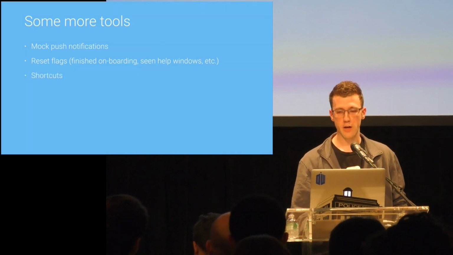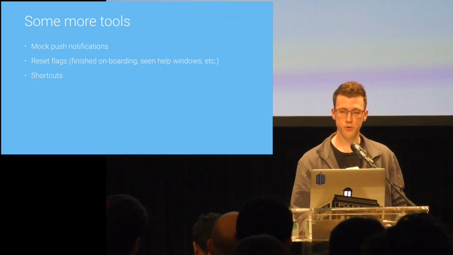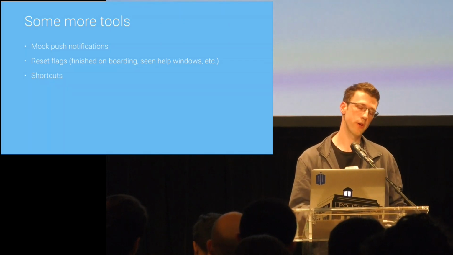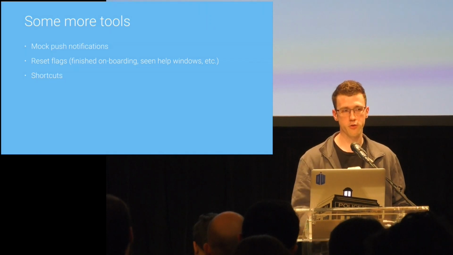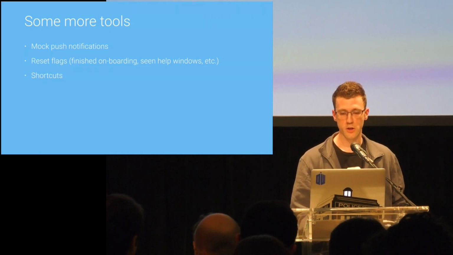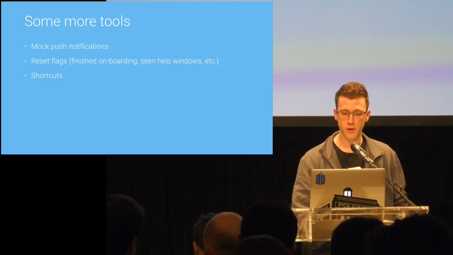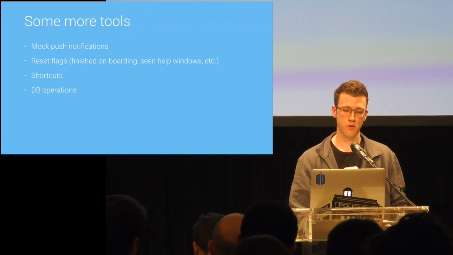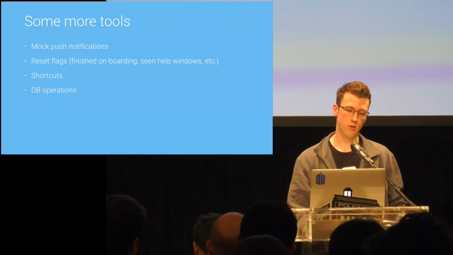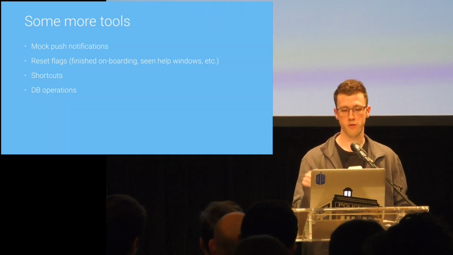Shortcuts to various screens in your app. There's nothing more frustrating than every single time you make a small UI change, having to open your app and drill down 6 screens to get to the screen that you're currently working on. Add a shortcut to your debug drawer that takes you directly there. Database operations. Whenever we change our database schema, all we need to do is open the drawer, hit delete database.